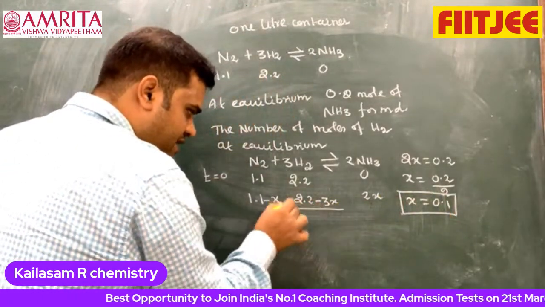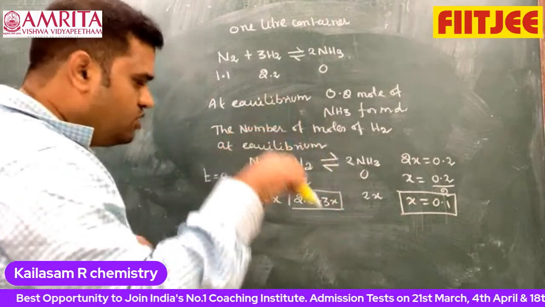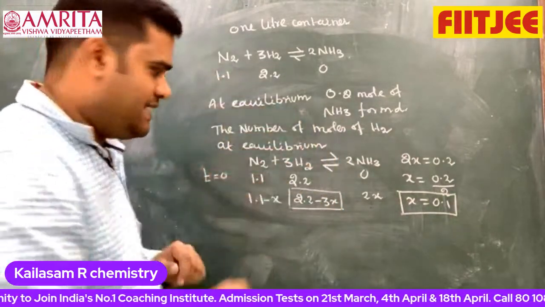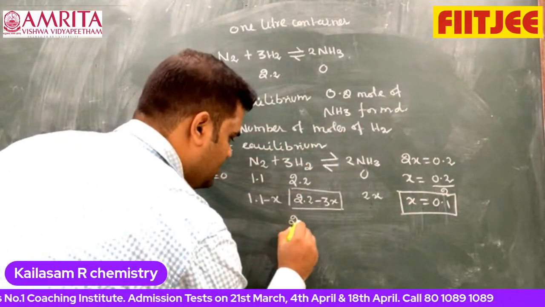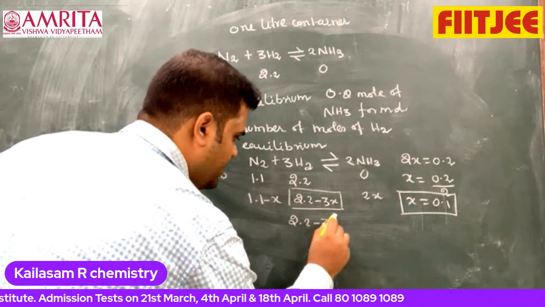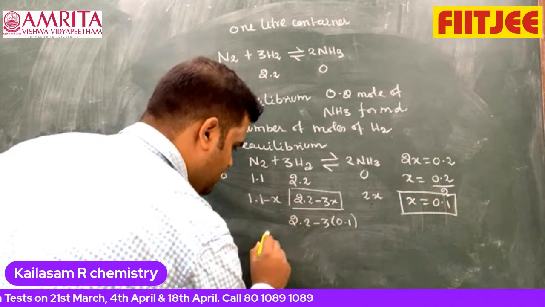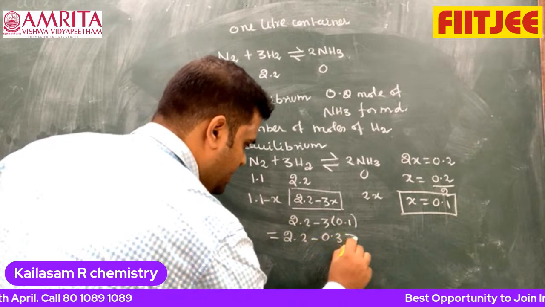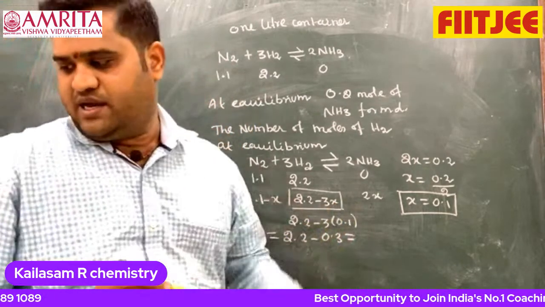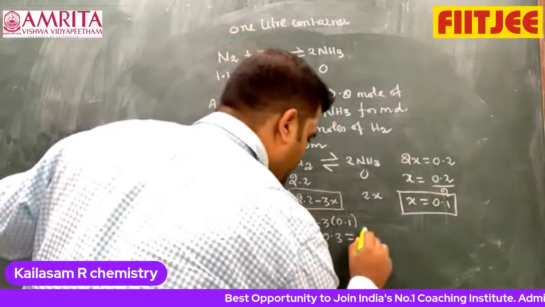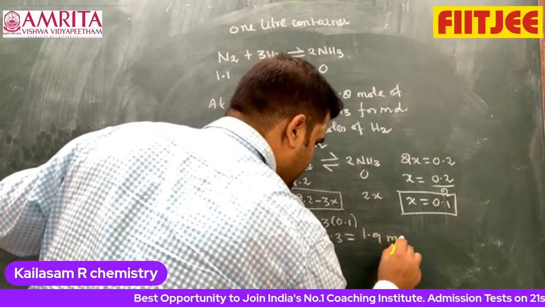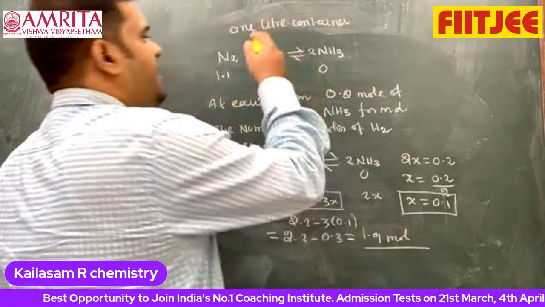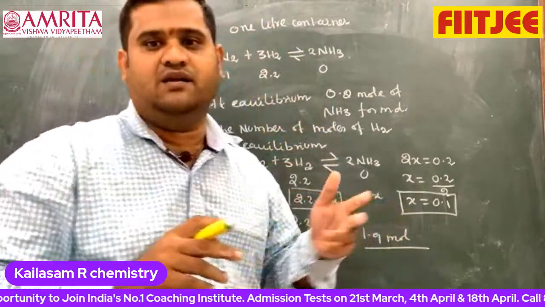2.2 minus 3x is nothing but the number of moles of H2 unreacted. Therefore, I can write 2.2 minus 3 into 0.1, that is 2.2 minus 0.3. If you simplify, you get the answer 1.9 mole of H2 unreacted at equilibrium.